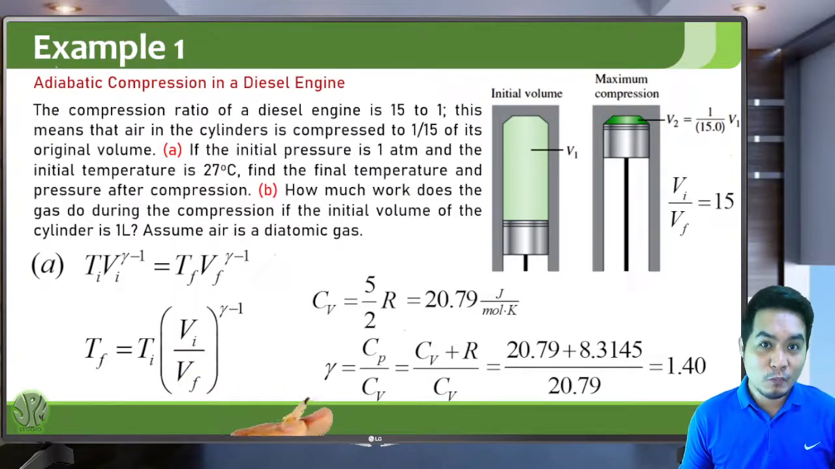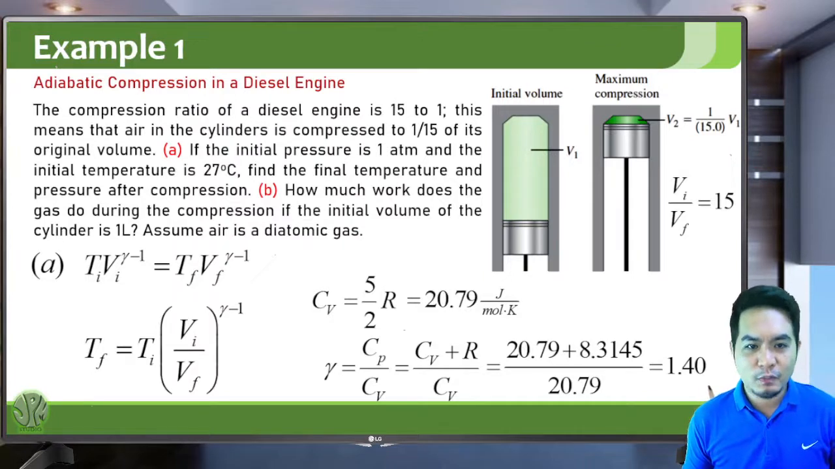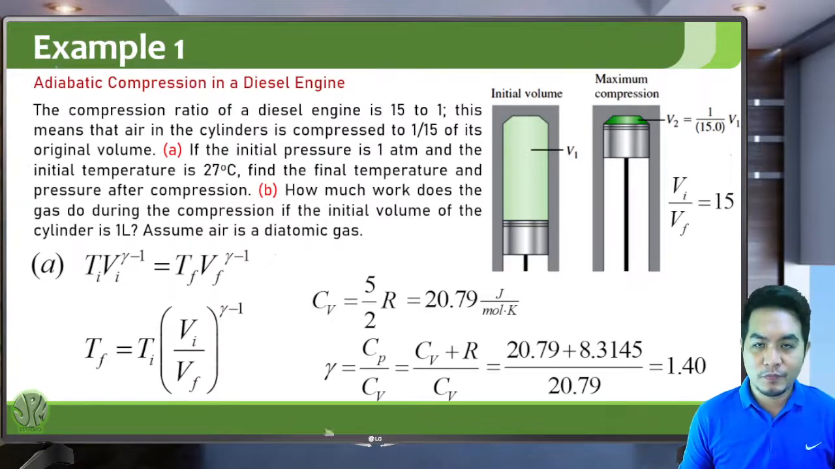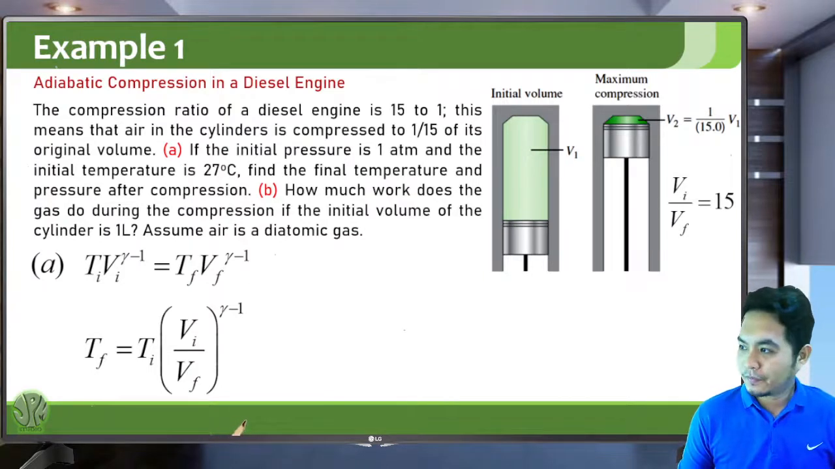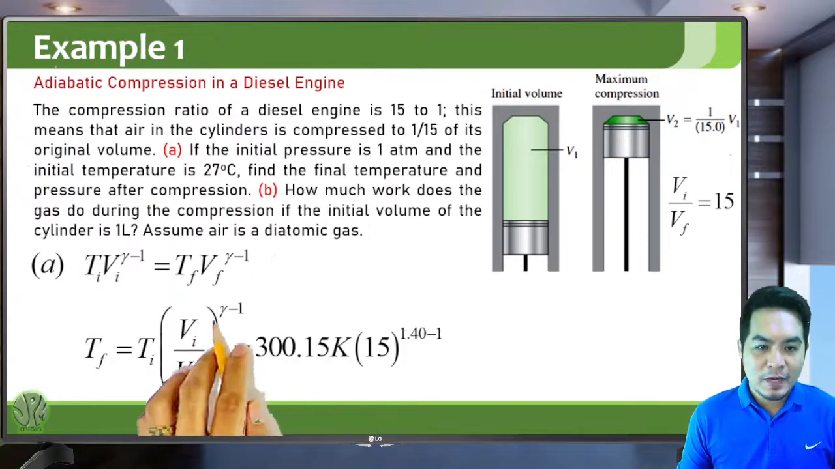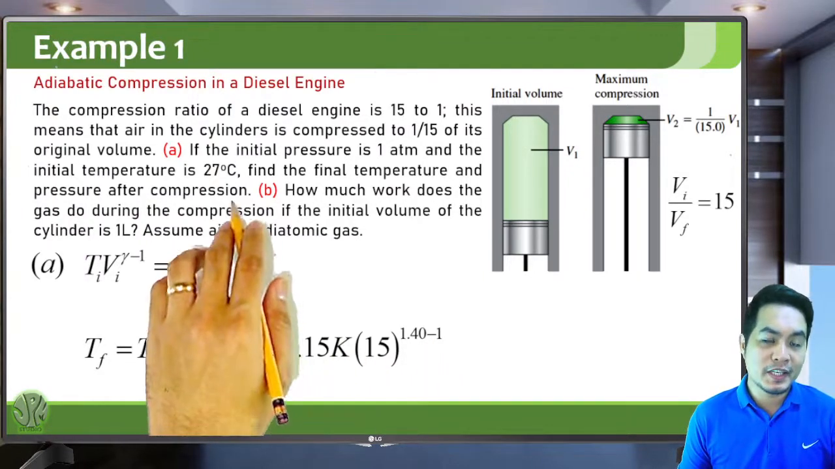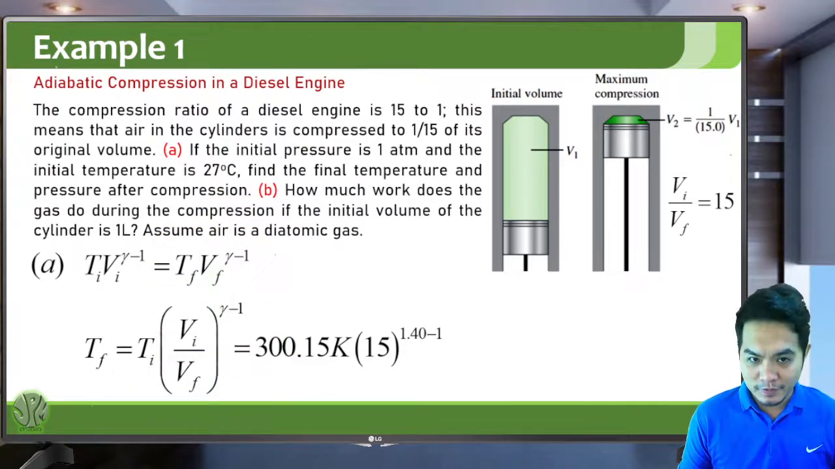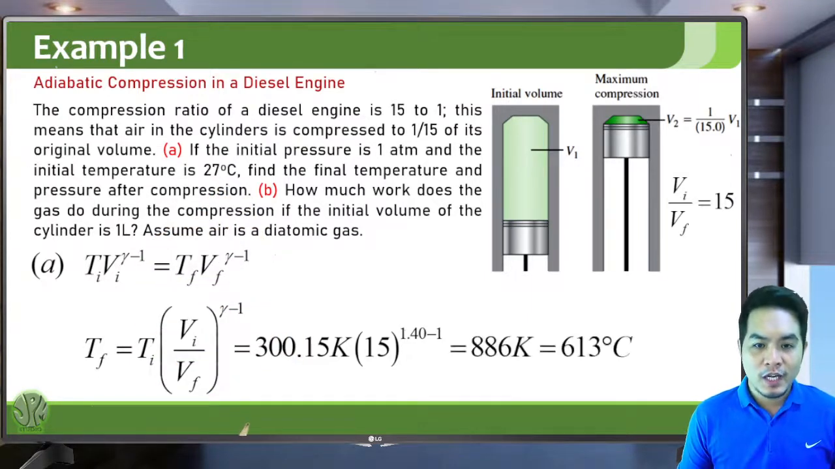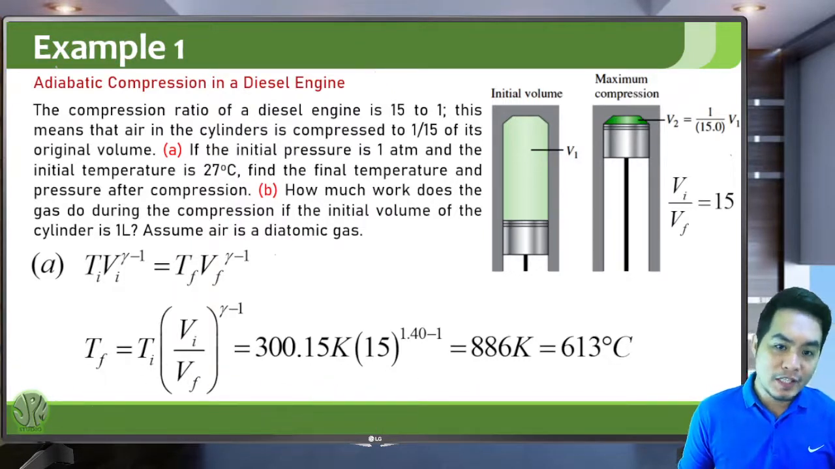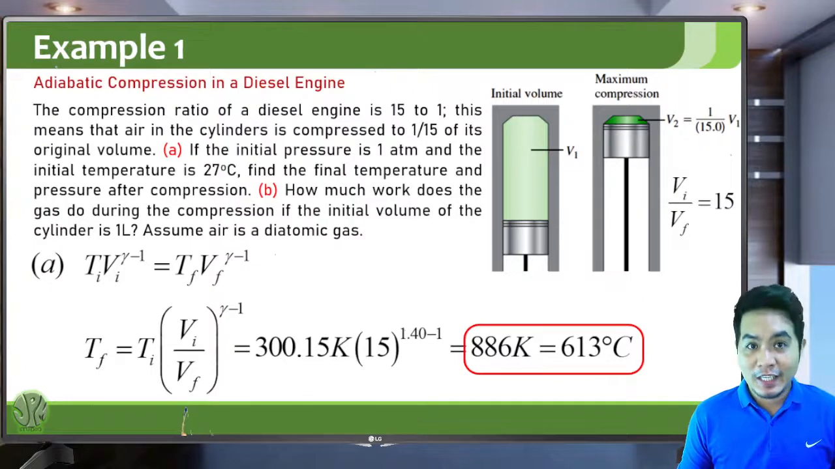You can use gamma 1.67 if it's a monoatomic gas. So you can do away with this derivation here and automatically use 1.40 if it's a diatomic gas, because for an ideal diatomic gas, the gamma is 1.40. So gamma is 1.40 minus 1, you have this. Again, you convert 27 degrees Celsius to Kelvin, it's around 300 Kelvin. And you will get a value of 886 Kelvin, or if you convert it back to degrees Celsius, it's 613 degrees Celsius.